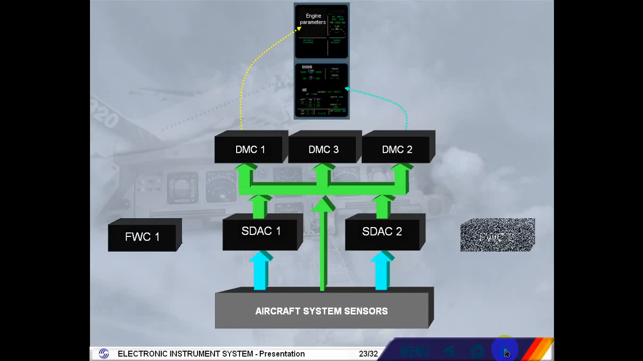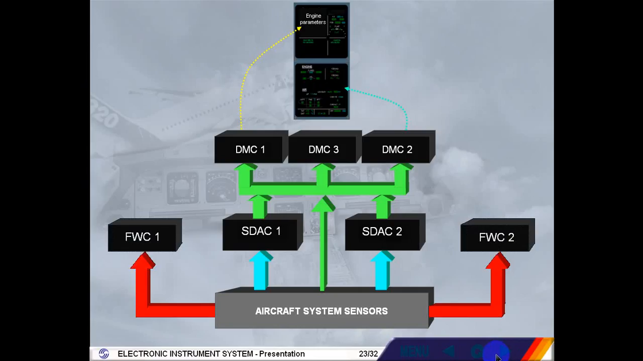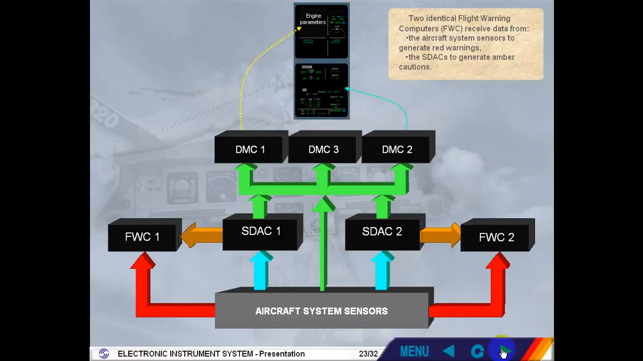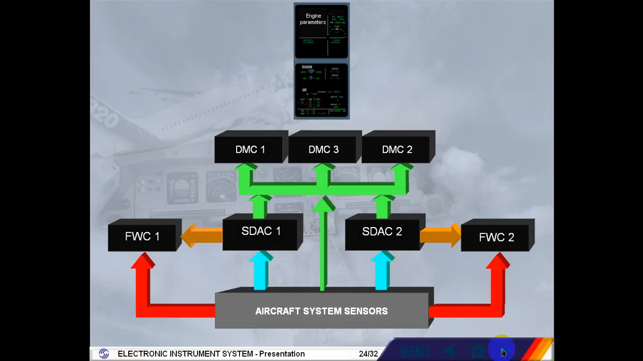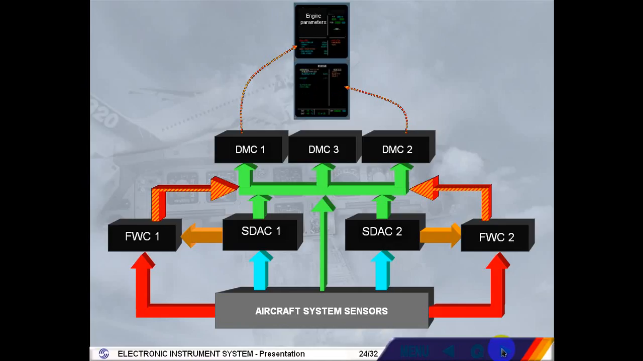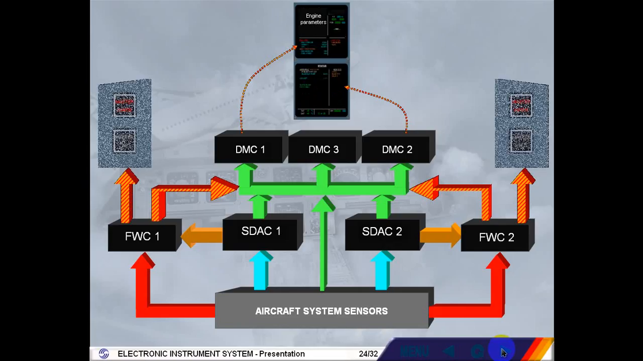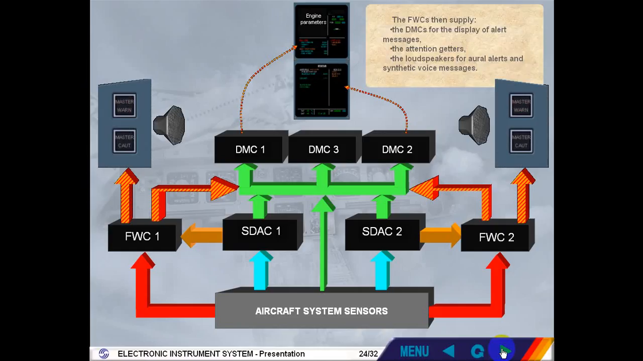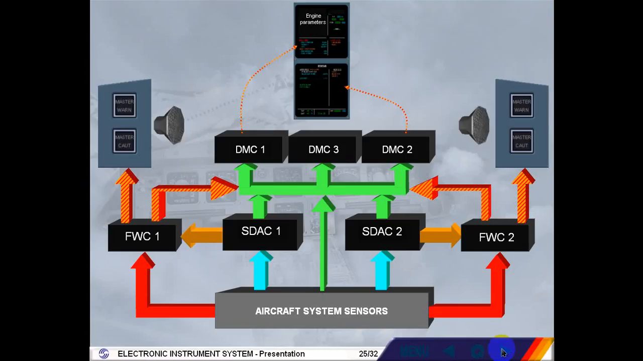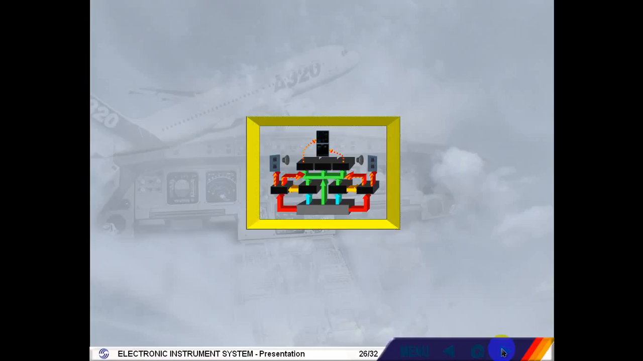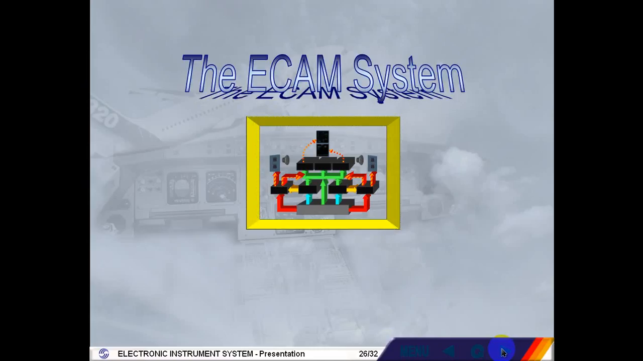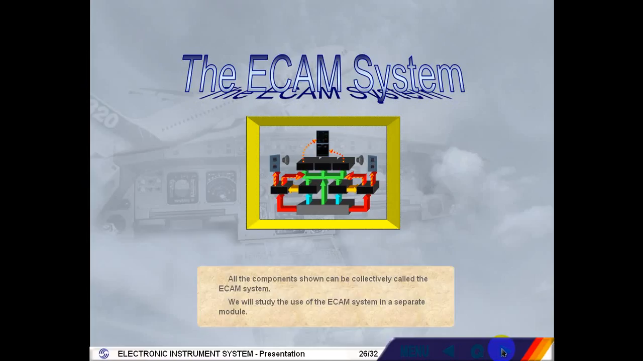DMC3 is available as a backup. Two identical flight warning computers, FWC, receive data from the aircraft system sensors to generate red warnings, and from the SDACs to generate amber cautions. The FWCs then supply the DMCs for the display of alert messages, the attention getters, and the loudspeakers for oral alerts and synthetic voice messages. All the components shown can be collectively called the ecam system. We will study the use of the ecam system in a separate module.